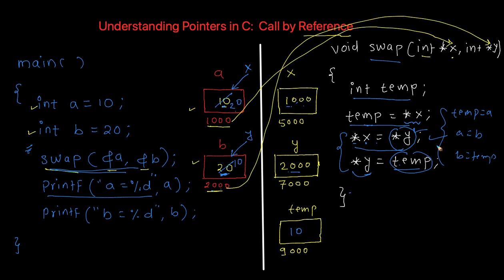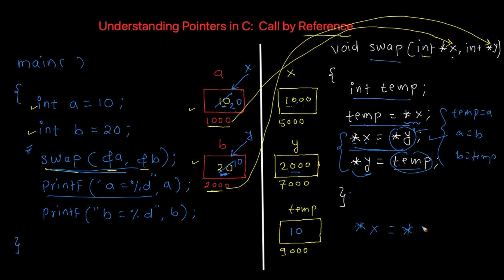So in order to make changes to A and B which are in the scope of main, I have the handles in terms of X and Y. So by using these handles or pointers from swap, I can make changes to A and B, which are original variables of main. Okay, so this statement, I'll write it again.